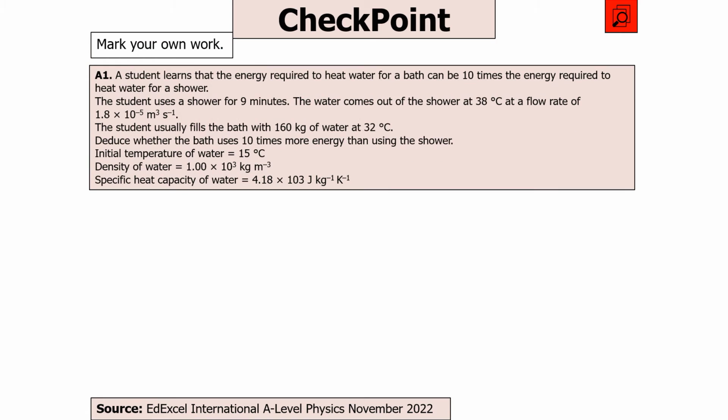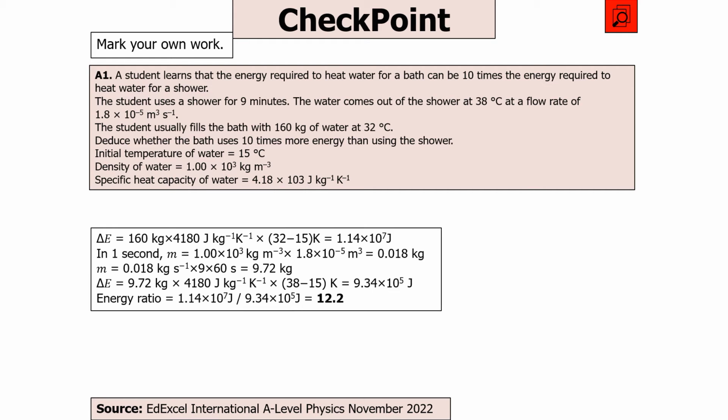Right, so what we can do is work out the energy change for each one. So let's have a look at the bath first. E equals mc triangle T, or change in temperature. So you can pop in all the values and we get 1.14 times 10 to the 7 joules. Now look for the shower.